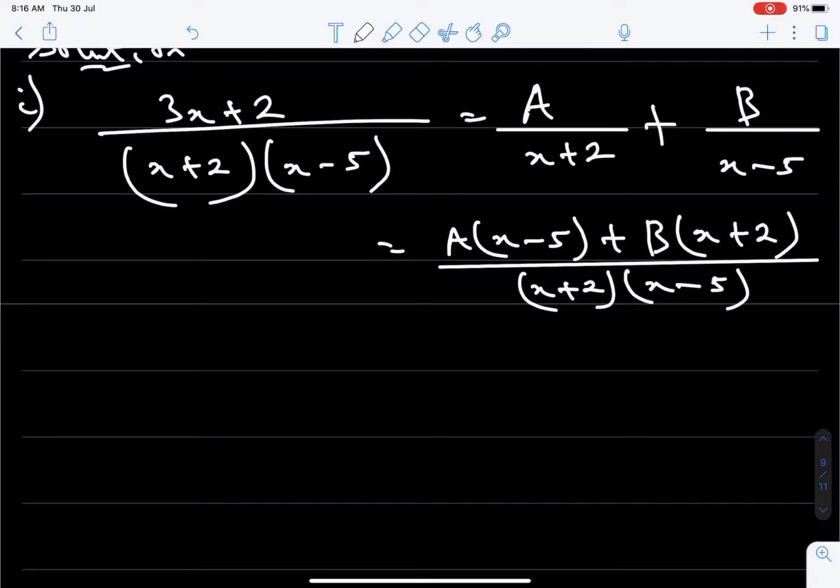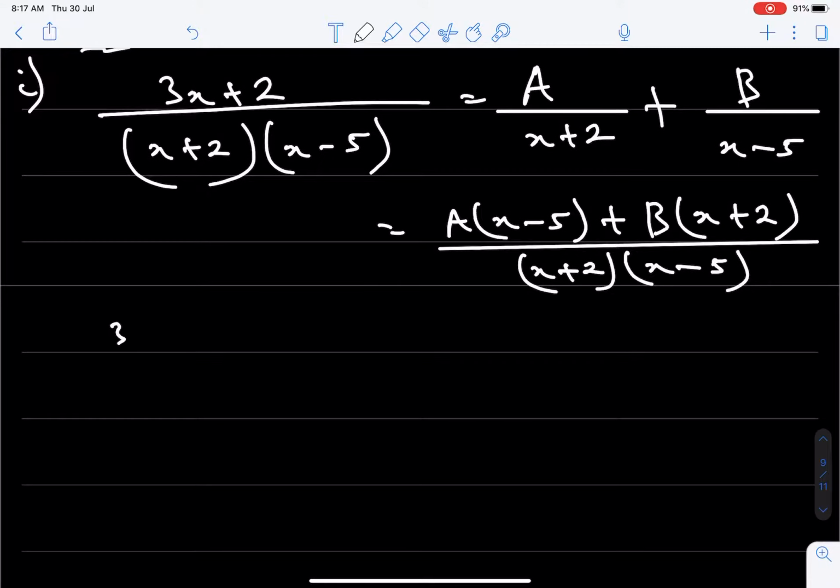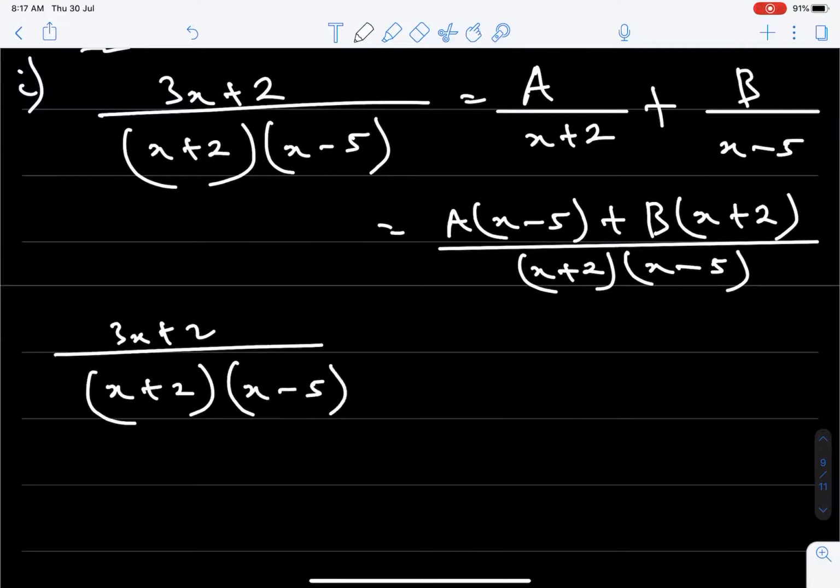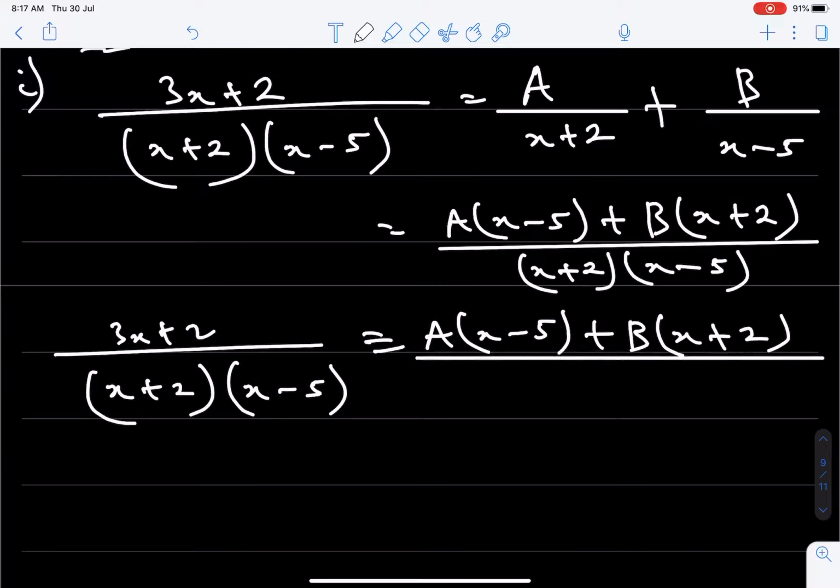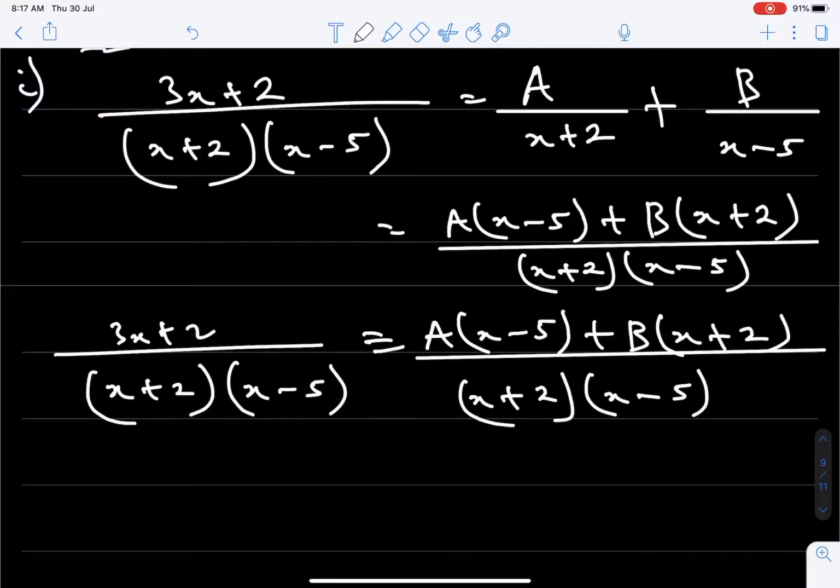Now we can see that these two fractions are similar. I can see that 3x plus 2 all over x plus 2 times x minus 5 is equivalent to A times x minus 5 plus B times x plus 2 divided by x plus 2 times x minus 5.